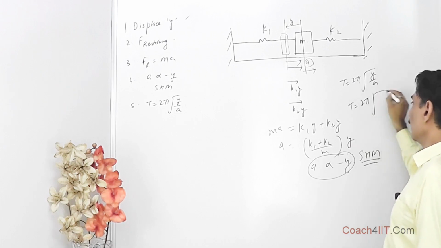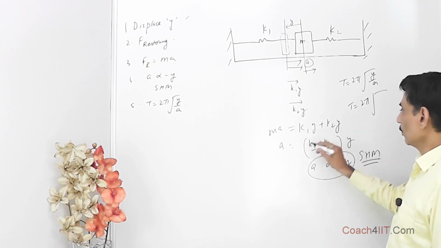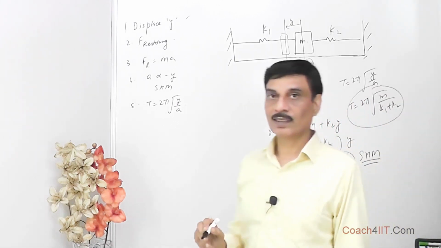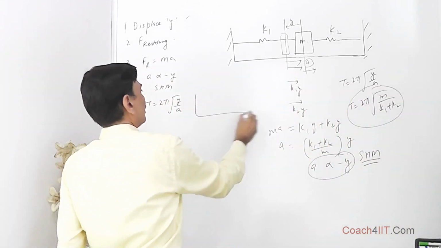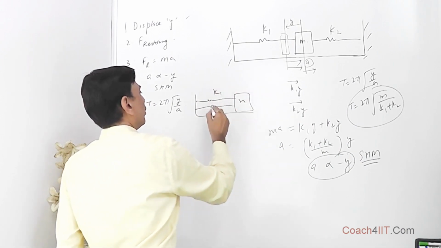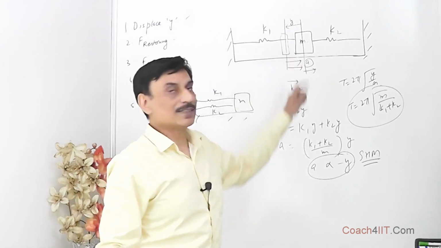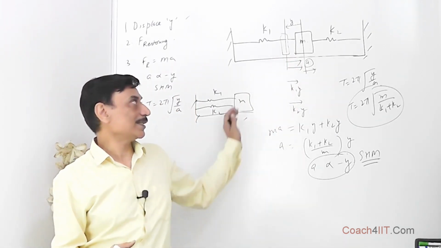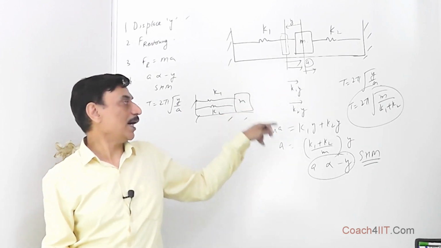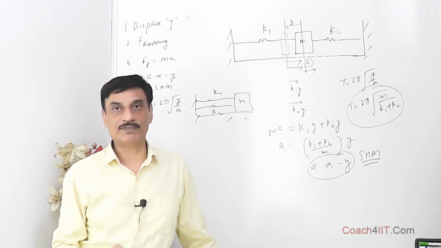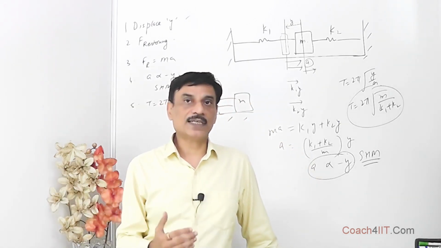So T is equal to 2 pi root of y by a. y by a is m upon k1 plus k2. We get the same result as we got when the combination was like this, with m, k1 and k2. If it is like this, many students jump to the answer that everything else will remain the same, but the answer is going to be k1 minus k2. No, it is going to be k1 plus k2 itself.